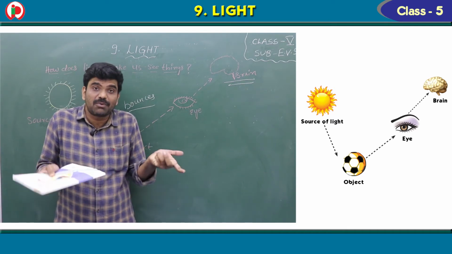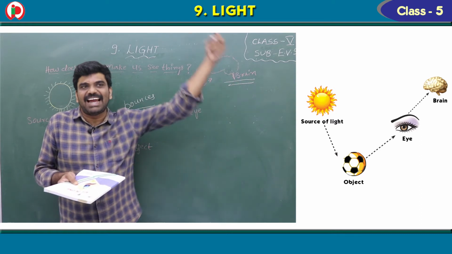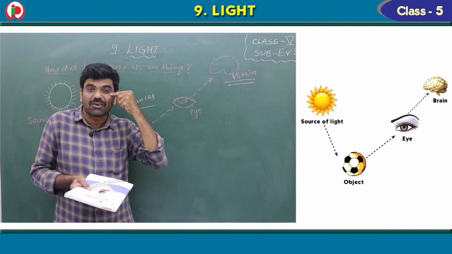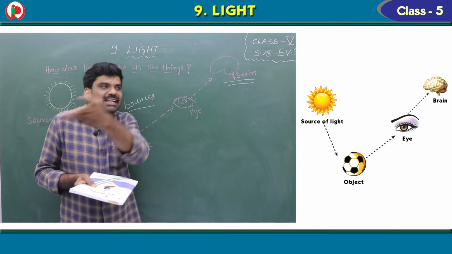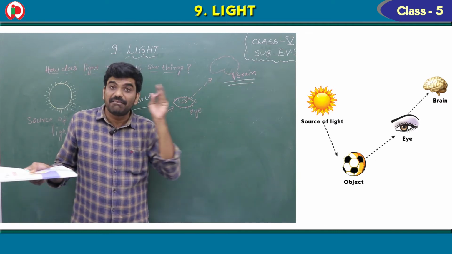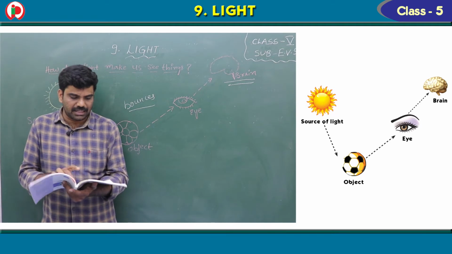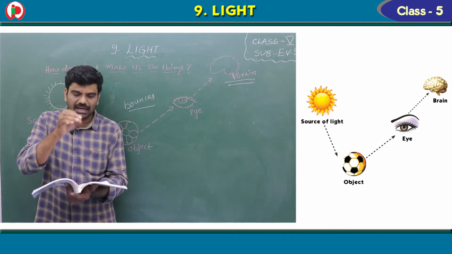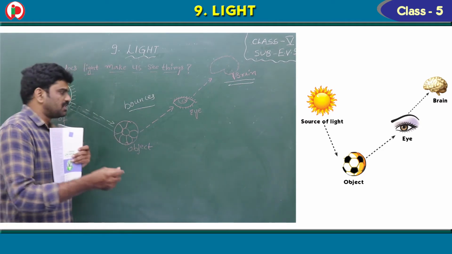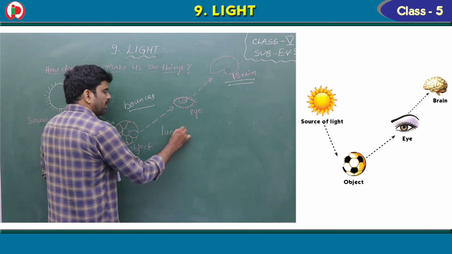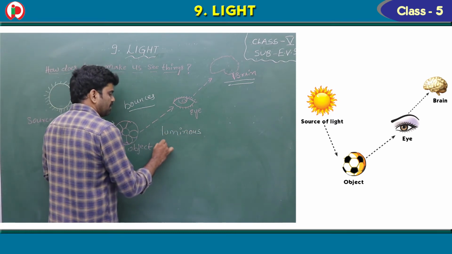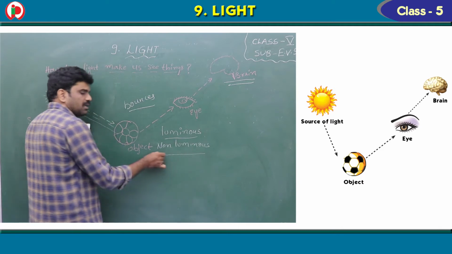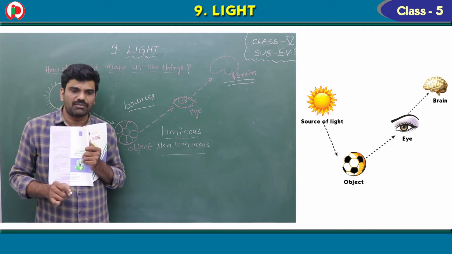Then why are these objects visible to us? Yes, the light is falling on all these objects and bounces from the surface, entering into our eyes. Our eyes can sense that, and that is the reason all these objects are visible. And here see, the objects that are visible to us can be classified as luminous and non-luminous. One is luminous objects, the other one is non-luminous objects.